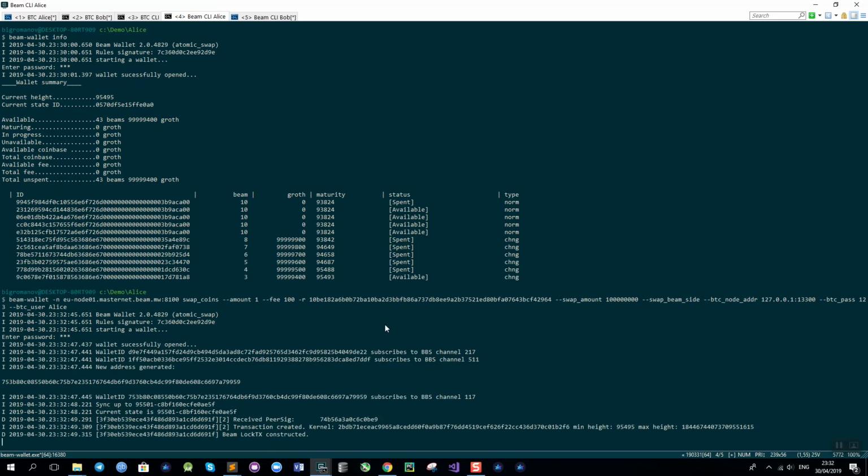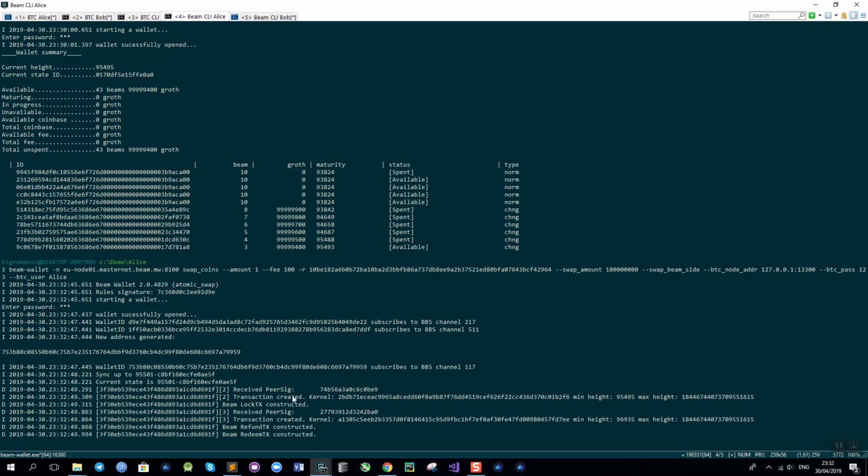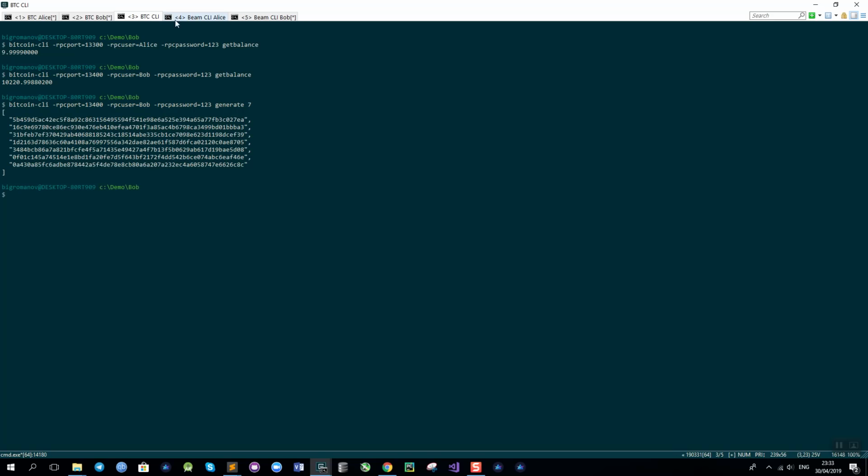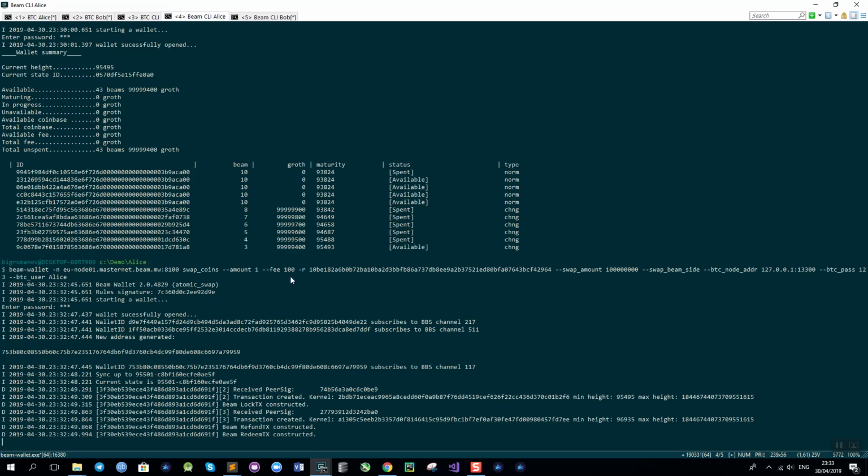And as the swap starts, we see that there are three different types of transactions constructed: lock transaction, refund transaction, and redeem transaction, and I will explain what they are and what they're used for in a bit. But now, in order to advance the swap, I have to go and manually create a few blocks on the Bitcoin network, so let's do that. I will create 7 new blocks here, and our swap is on the way.